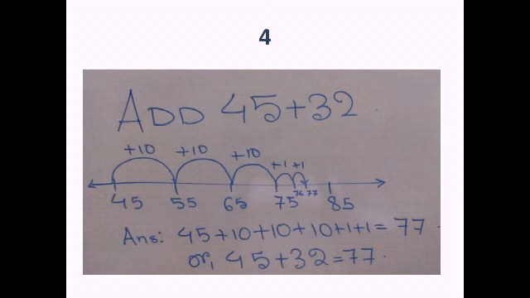So from 75, we have to take 2 more jumps. 76, 77. So this is our answer. Our answer is 77. I am explaining it again.